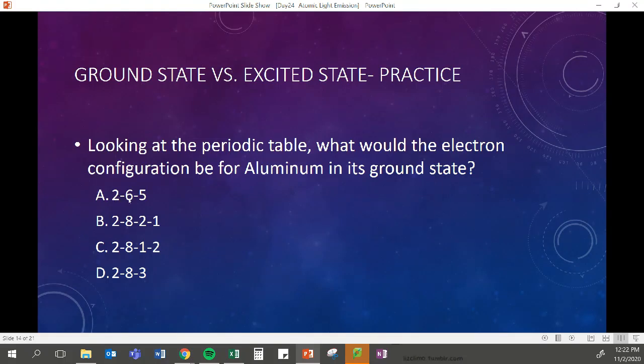Because we should have 8 electrons in our second energy level. So we can see that in A, we've bumped up some electrons to the next energy level. Number 2, we should have 2, 8, and then the second energy level isn't full, so we shouldn't have any on the fourth yet. Same for C. So D, they're all in the lowest possible energy level. That's ground state.